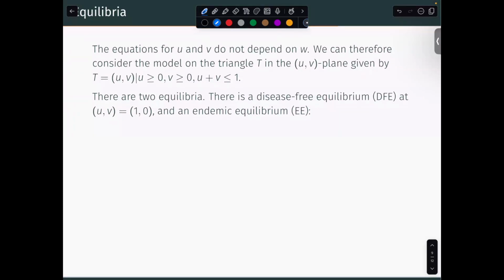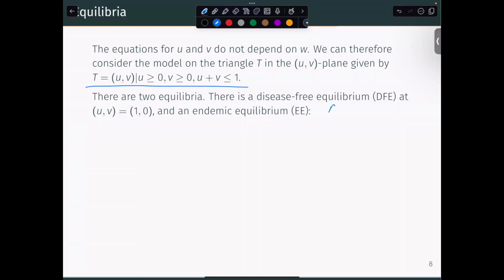We're solving this in a triangle on the UV plane. So we can eliminate W. We could eliminate any one of these if we want to, but for argument's sake, we are just going to eliminate W.